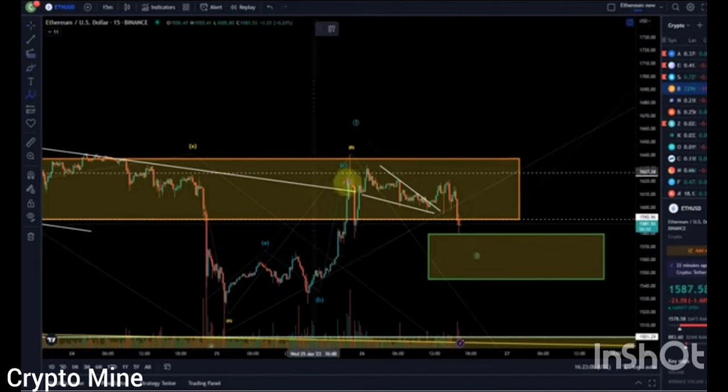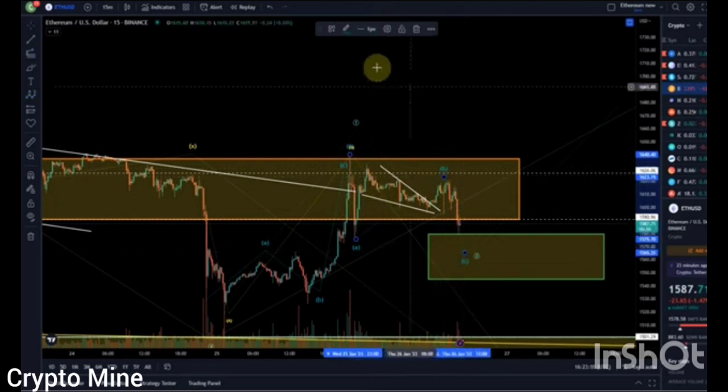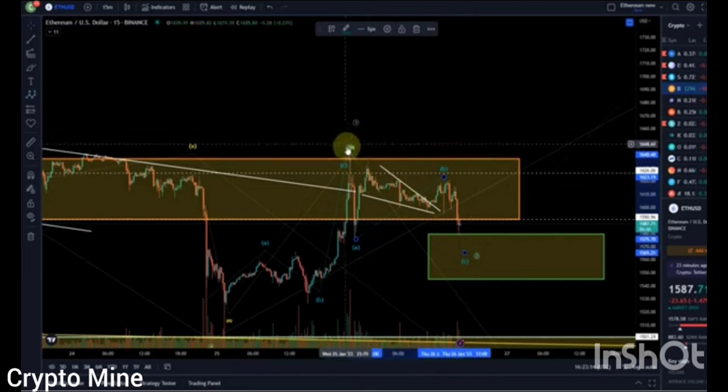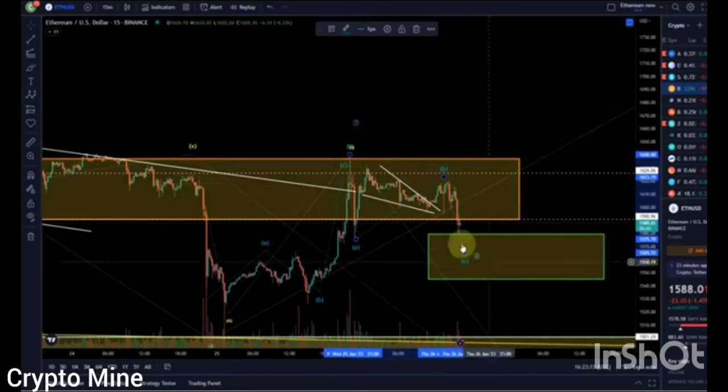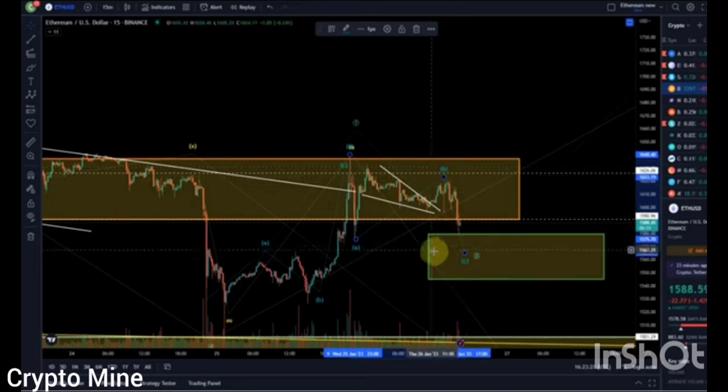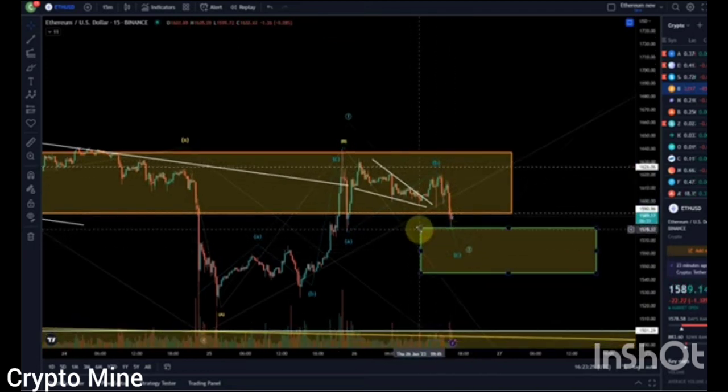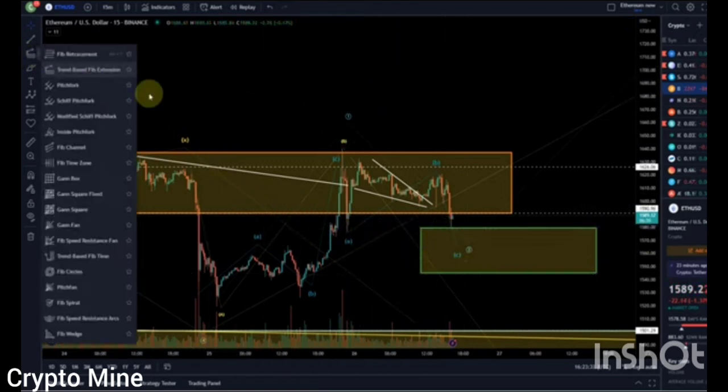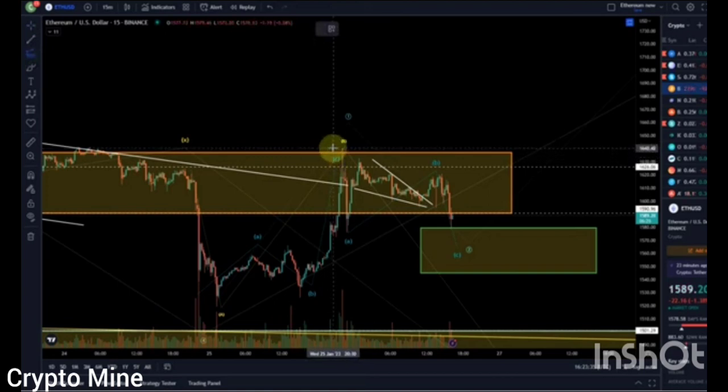Let me just label that for you. A, B, C, as just a standard, you could say, zigzag pattern, where the A wave was an impulse, the B wave just a 3-wave move, and then the C wave is now coming down. But again, in all likelihood, you would expect the C wave to go below the low of the A wave. It doesn't always happen.